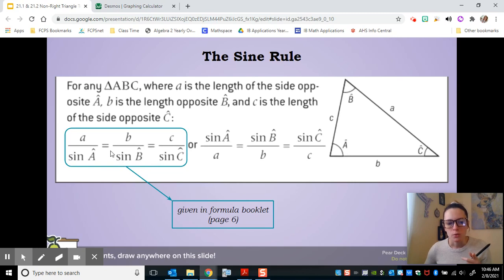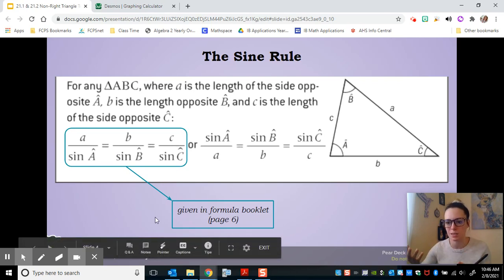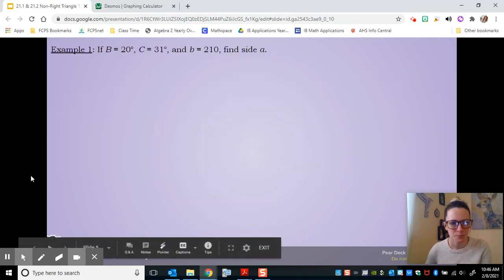One important thing to note, though, is while there's three different things equal to each other here, we're only going to use two pieces at a time. So we might only use the A and B information, or we might only use the B and C information, or just the A and C information. It depends on the triangle. So let's get into an example so you can see what I'm talking about.